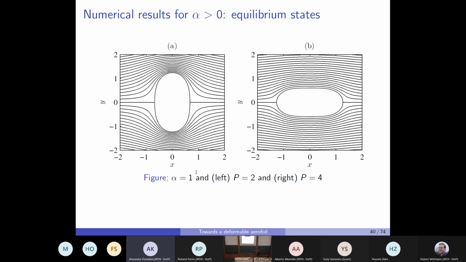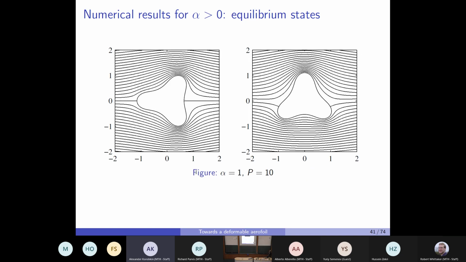So the left-hand side here is for P equals 2, that's less than 3. And you can just about see that the cell was circular before it was put in the flow, and it's been elongated in a direction at 90 degrees to the flow. When P is 4, above 3, it's been elongated in a direction aligned with the flow. So that's an interesting difference between the elastic cell problem and the bubble problem: its response to the flow changes qualitatively depending on the pressure differential. You can get mode 3 shapes in a flow as well.